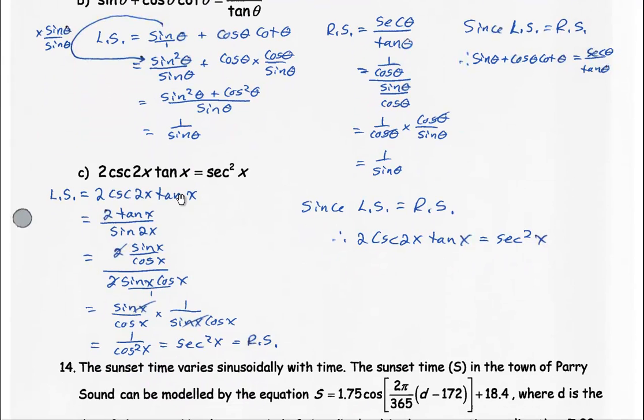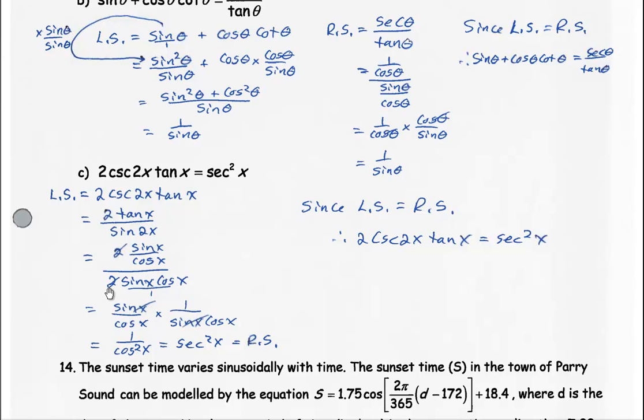And last identity here in the review, we're supposed to show that 2 cosecant 2x times tan x is equal to secant squared x. Well, cosecant is the reciprocal of sine. So cosecant 2x would be the same as 1 over sine 2x. So I can rewrite this as the cosecant 2x as sine 2x in the denominator. There's the reciprocal. So I'm going to change the tan x into sine x over cos x, and sine 2x into 2 sine x cos x. That's one of the identities for sine 2x.